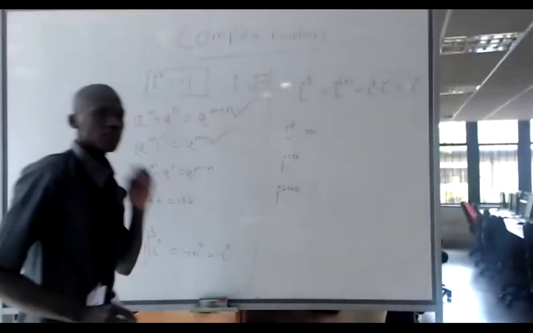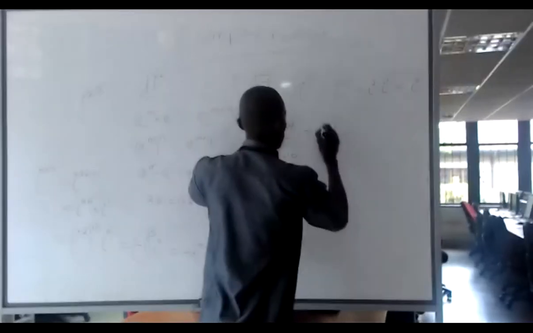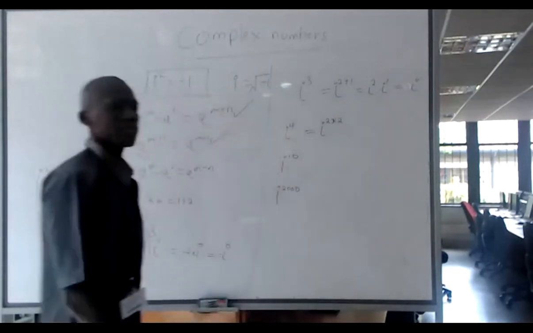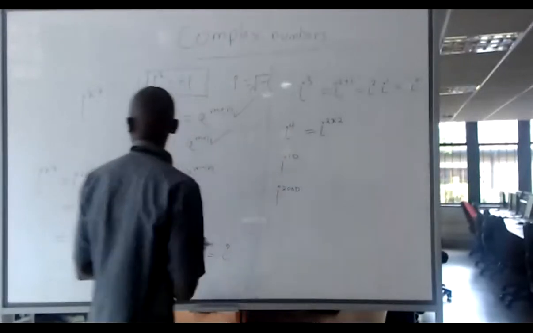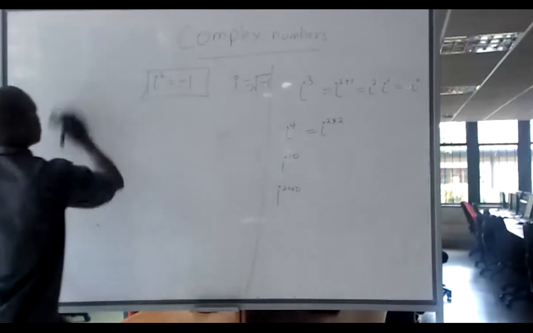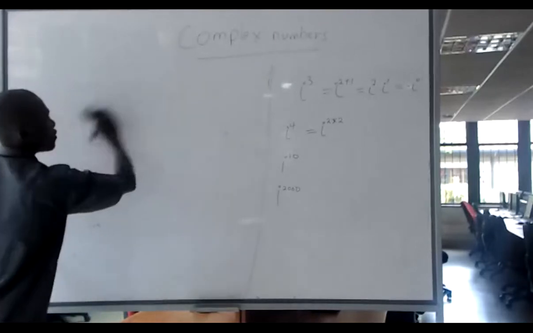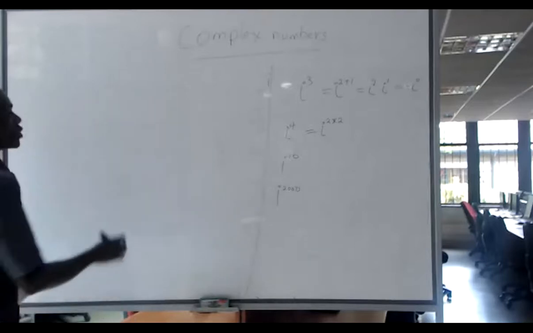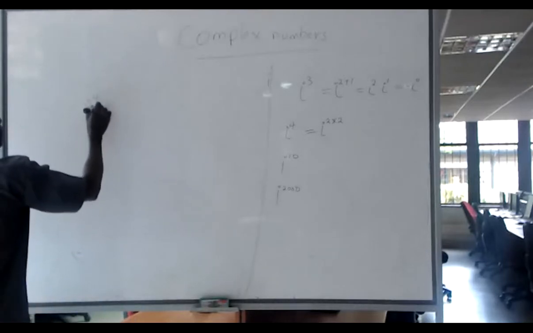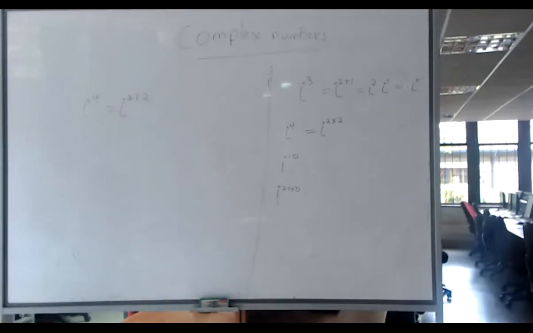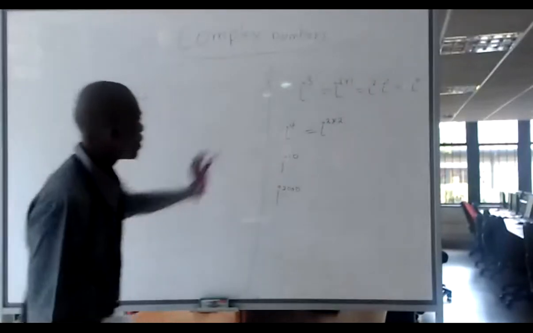How about i to the 4? We can write i to the 4 as i to the 2 times 2. I just want to show you that there is no unique way of dealing with such problems. You can use any form that you want, as long as you obey the rules. Someone can also write i to the 4 as i to the 2 plus 2. Okay? 2 times 2 is 4, 2 plus 2 is 4. So either way, you're fine.